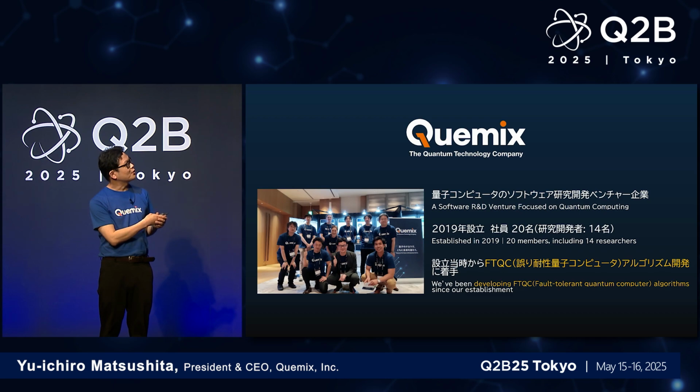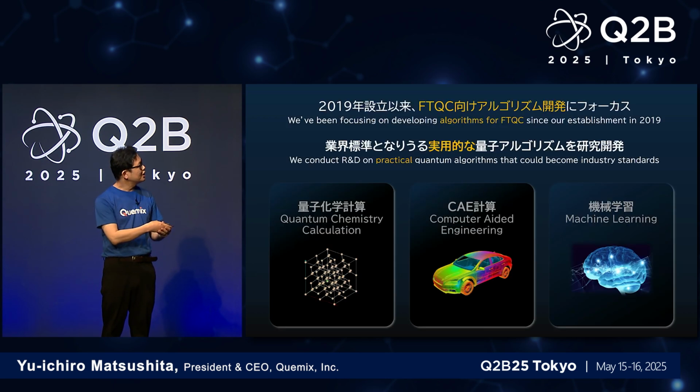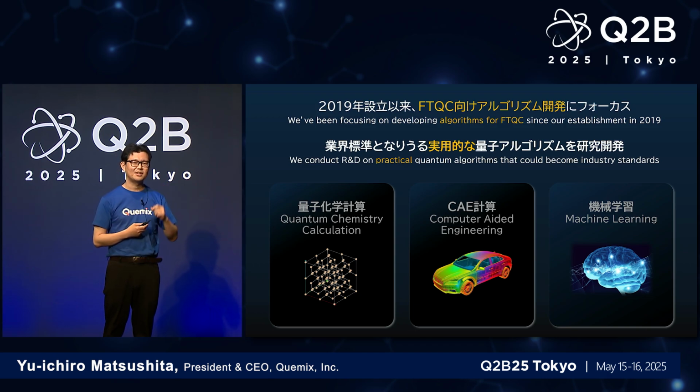Now, we are developing FTQC algorithms, and specifically, we are focusing on R&D in three areas. One is quantum chemistry calculation, the next one is CAE, and also machine learning. In these three domains, we want to develop practical quantum algorithms. And this word practical is especially important. This is something we remember all the time when we work on R&D, and I will come back to this concept many times throughout my presentation.